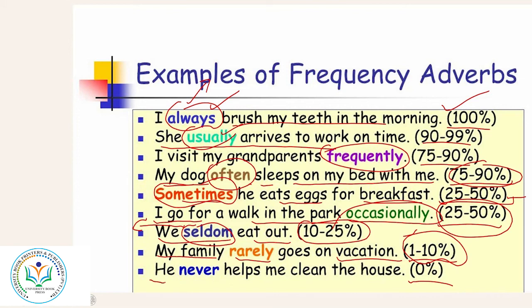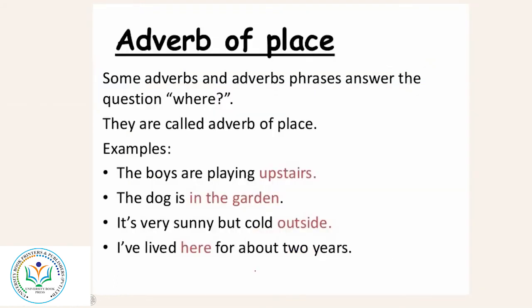The last one is here. He never helps me clean the house. Never. The action is never done. So it has 0%. क्योंकि कोई काम कभी नहीं हुआ तो उसका परसेंटेज क्या होगा? 0%. And the last one is here, adverb of place.